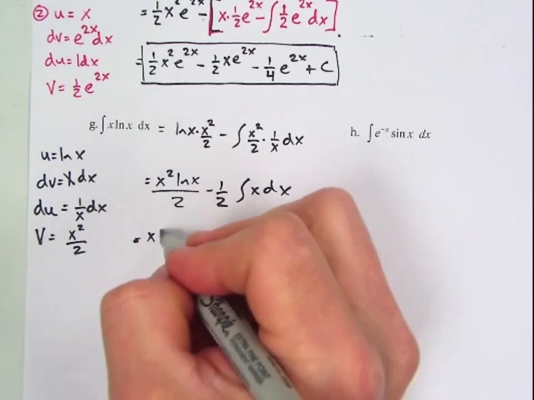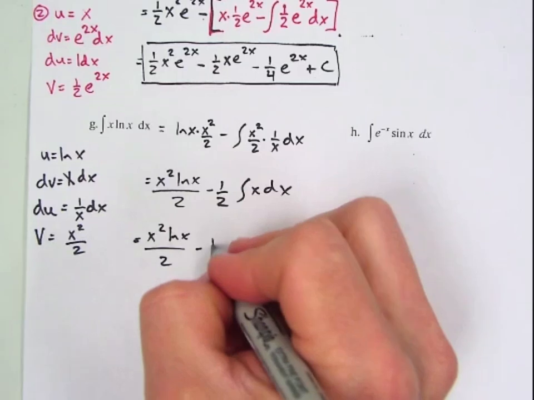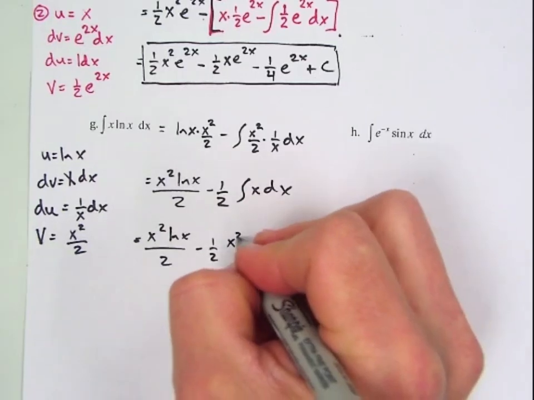So that's x squared over 4, right? Yeah.